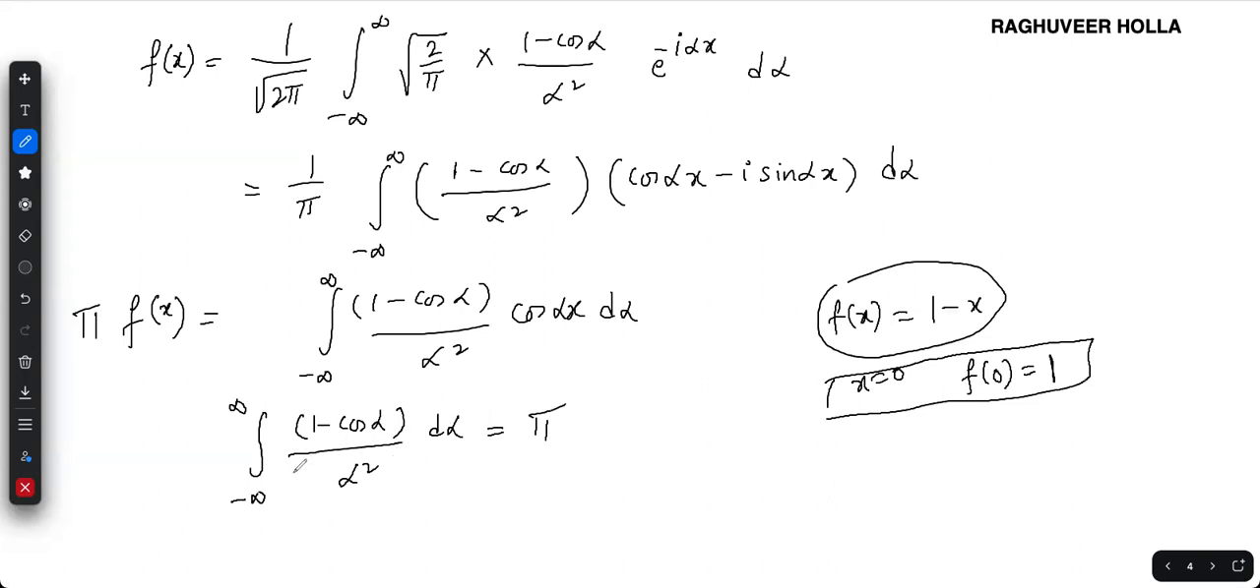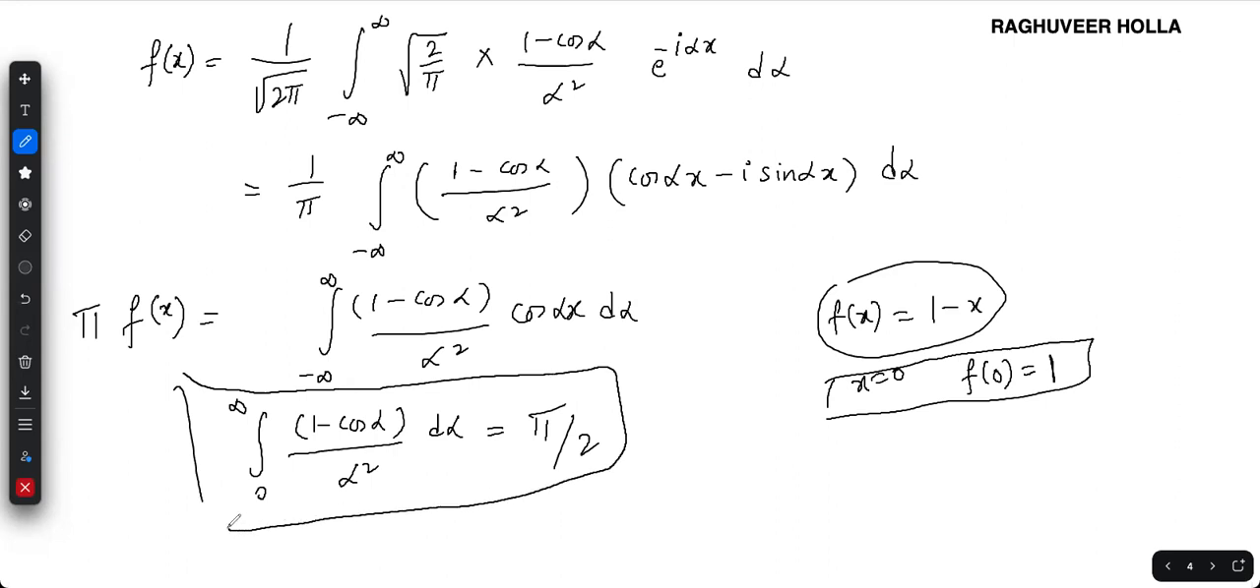Or further, if I consider this as 0 to infinity, it is 2 times pi. So if I bring it on the right hand side, it is pi by 2. So we got this result.